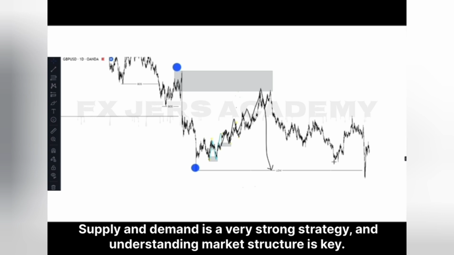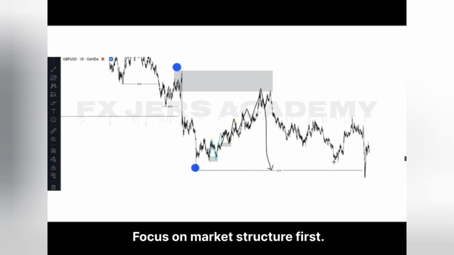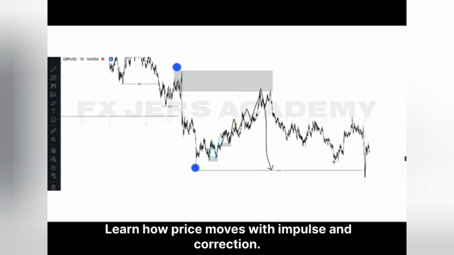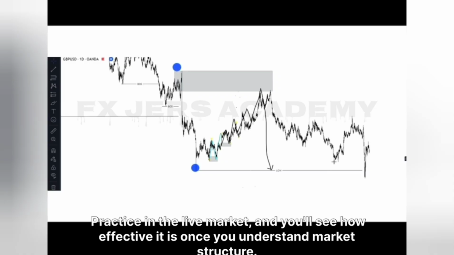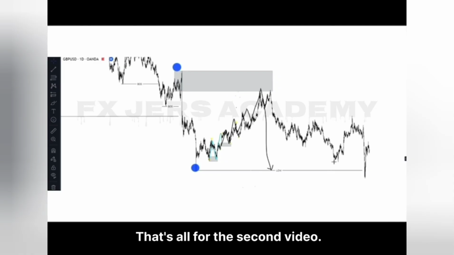Supply and demand is a very strong strategy, and understanding market structure is key. Focus on market structure first. Learn how price moves with impulse and correction. Use a combination of time frames. Practice in the live market, and you'll see how effective it is once you understand market structure. That's all for the second video.